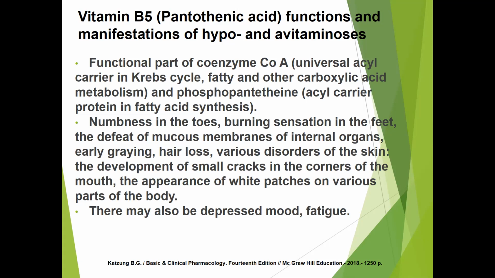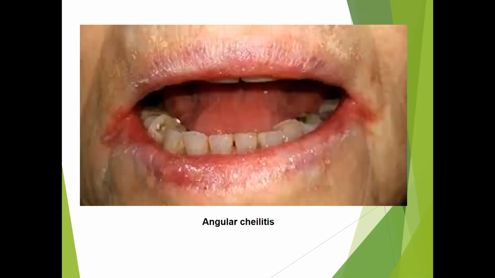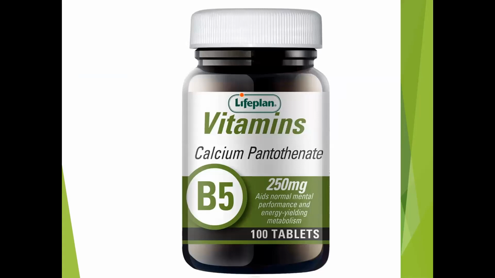Numbness in the toes, when the patient has a deficiency of this vitamin B5, pantothenic acid, or burning sensations in the feet, defects of the mucous membranes of the internal organs, early graying, hair loss, various disorders of the skin, the development of small cracks in the corners of the mouth, the appearance of white patches on various parts of the body. There may also be depressed mood and fatigue. Classic clinical symptom: angular cheilitis, when the patient has a deficiency of this vitamin. Replacement therapy: 250 milligrams per capsule of pantothenate, vitamin B5.